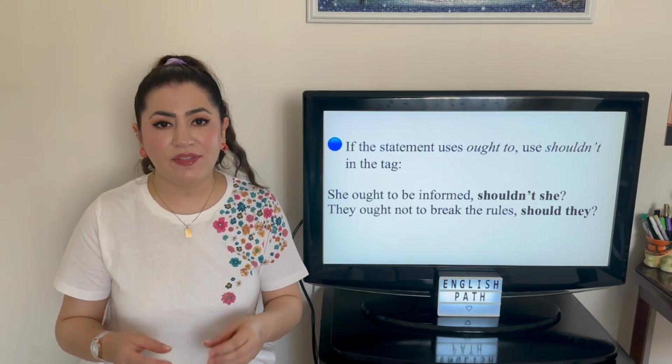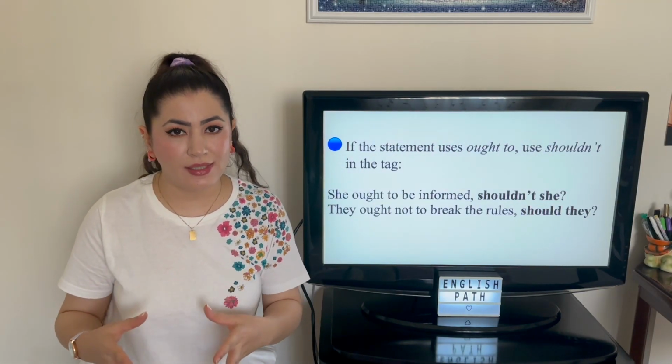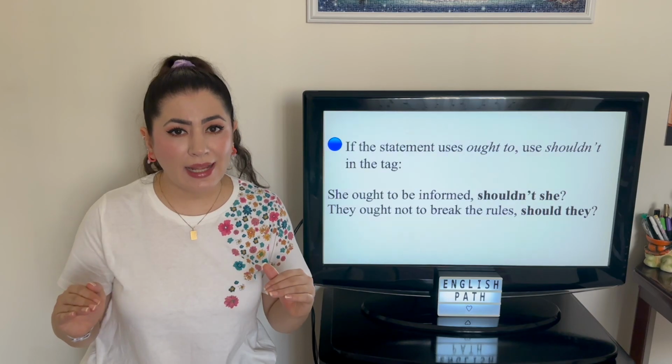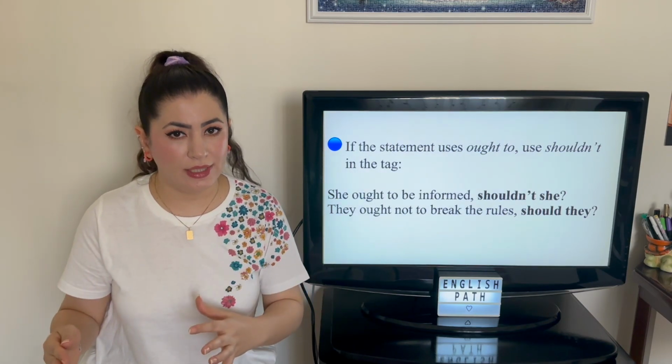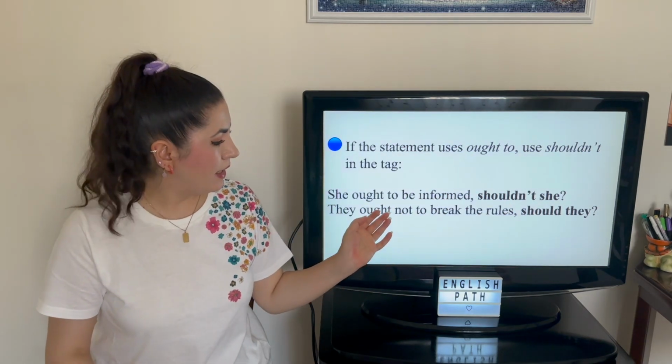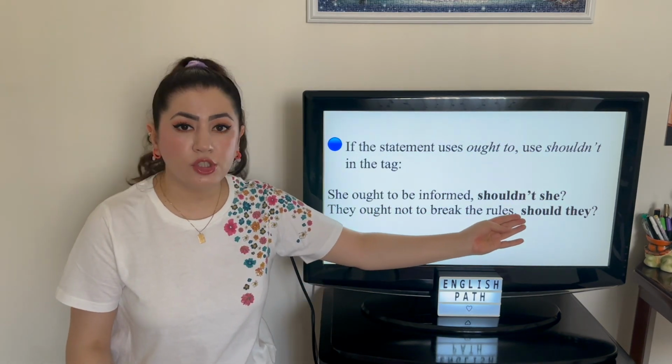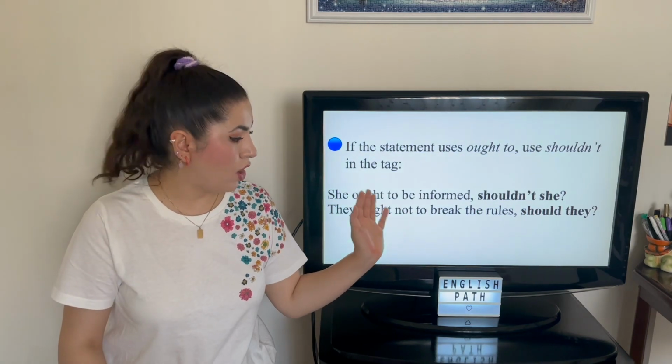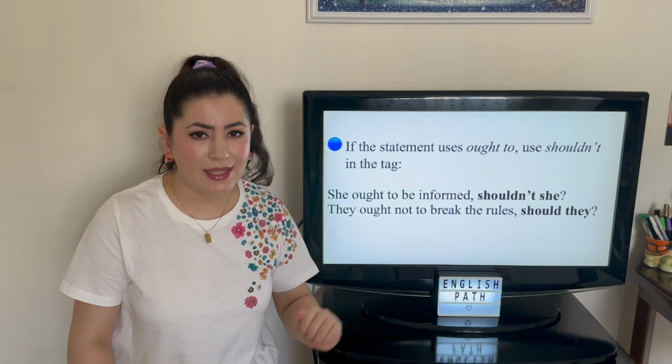And finally, if the statement contains the modal auxiliary ought to, your tag has to contain should or shouldn't. For example, she ought to be informed, shouldn't she? They ought not to break the rules, should they? So as you can see, ought to cannot be used inside the tag.